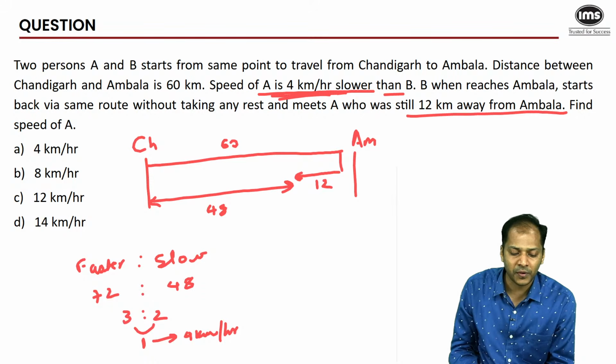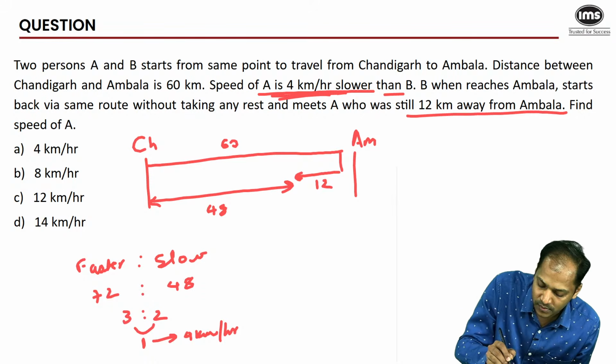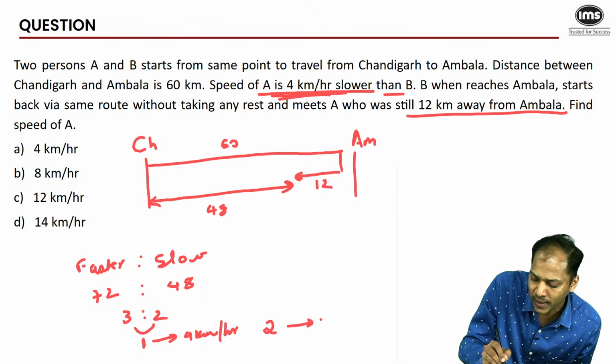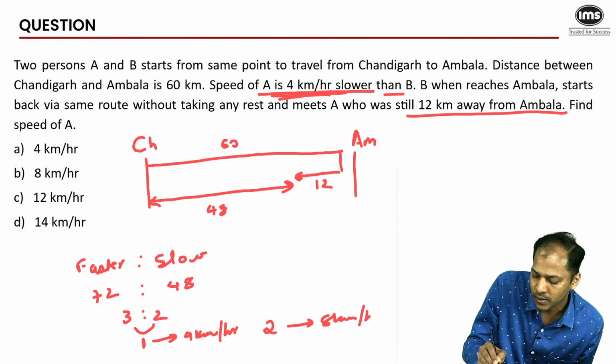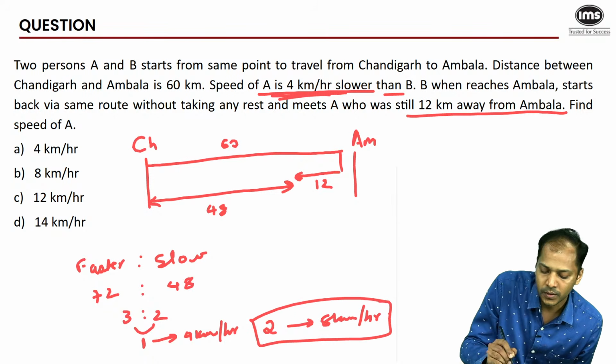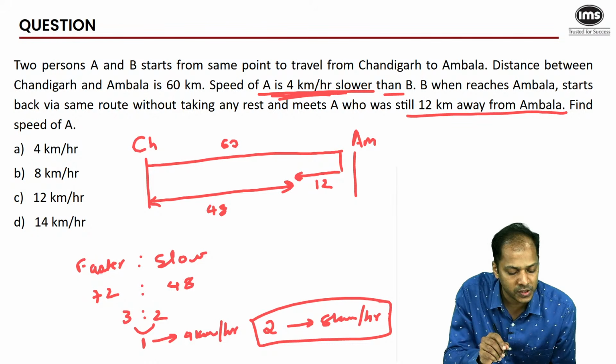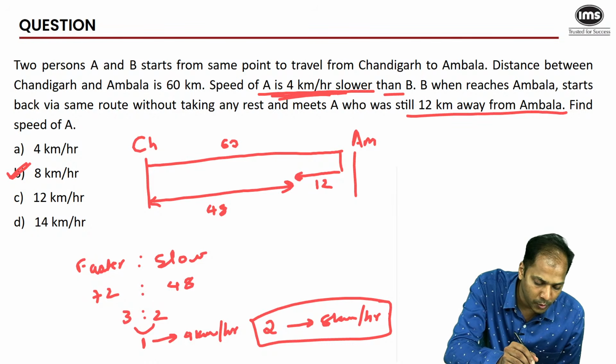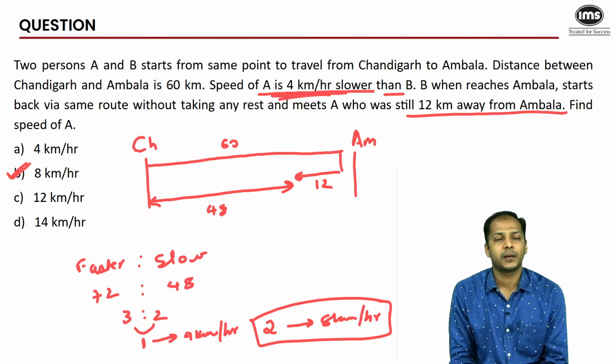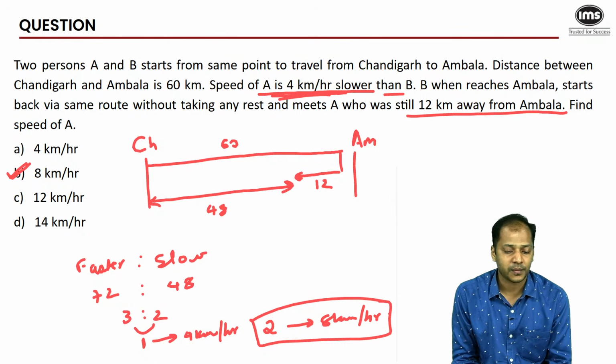So what was the speed of A? A is the slower person. So the slower person is 2 parts, that will be 8 kilometers per hour. The answer would be option B, 8 kilometers per hour.